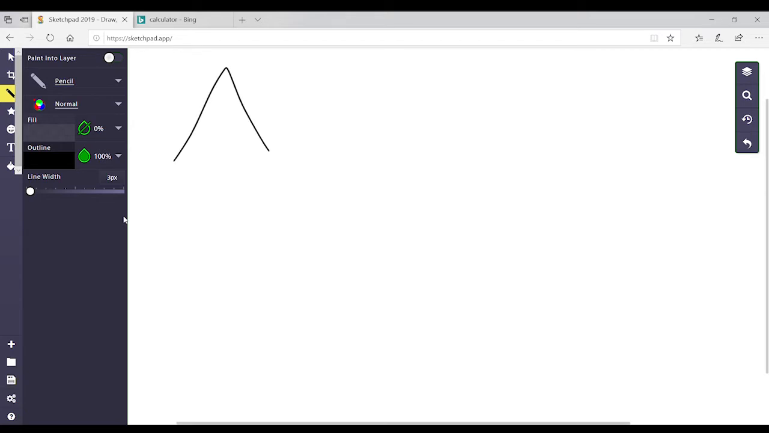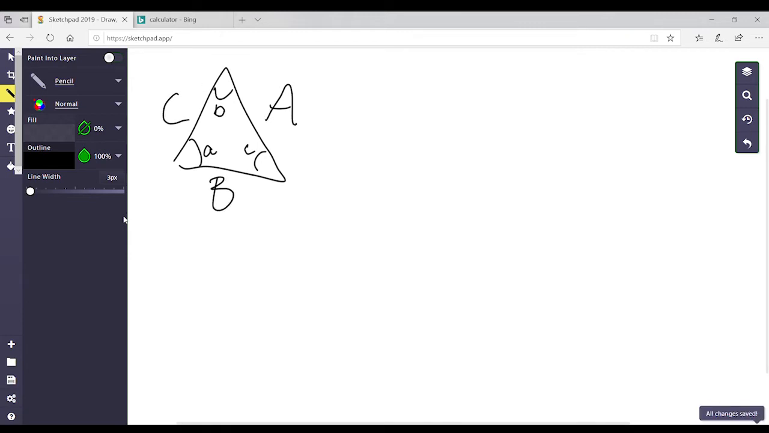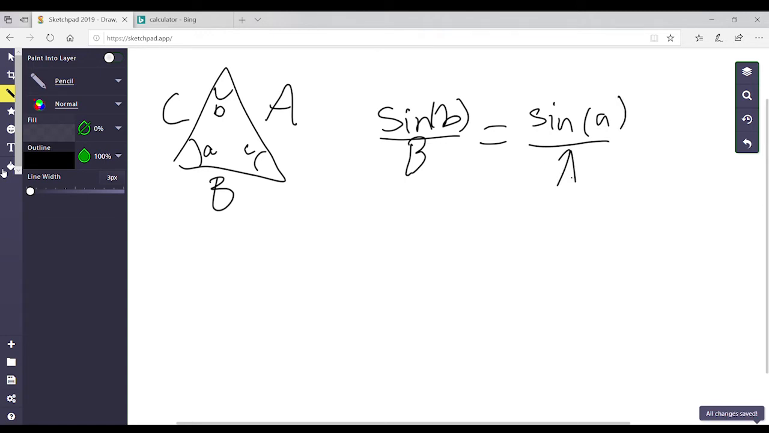Well, let's just start with a triangle. If we have three angles, let's use small letters for the angles, and then big letters for the sides. So if we have a triangle like that, the sine law says that sine of b divided by B, so that's the side, is going to be equal to sine of a divided by A, which will be equal to sine of c divided by C.